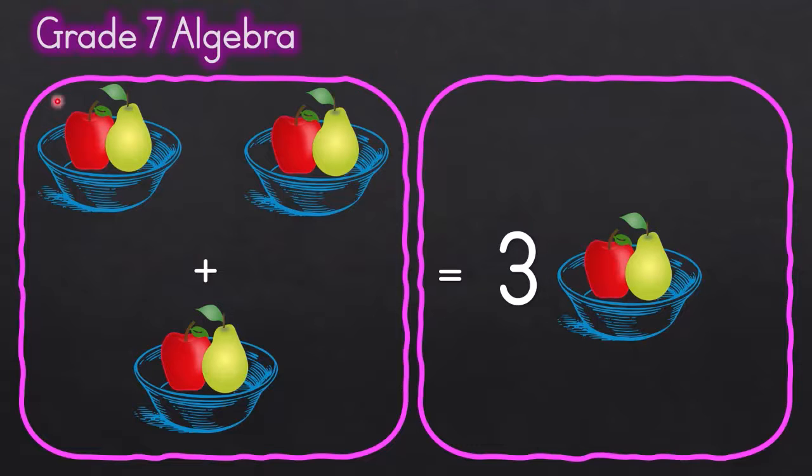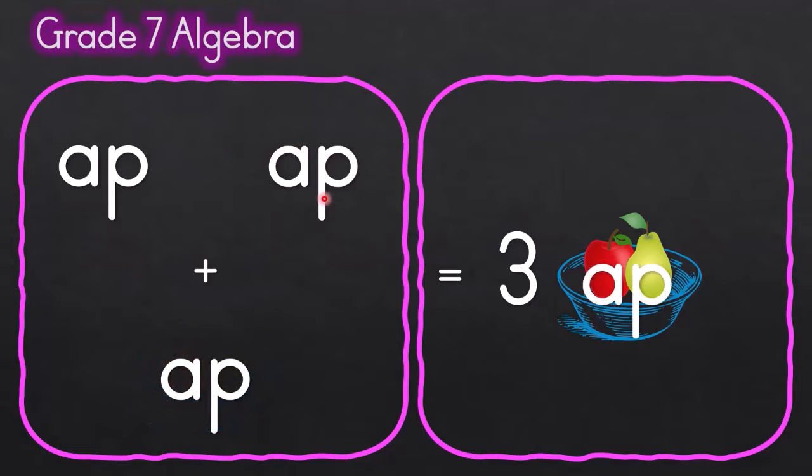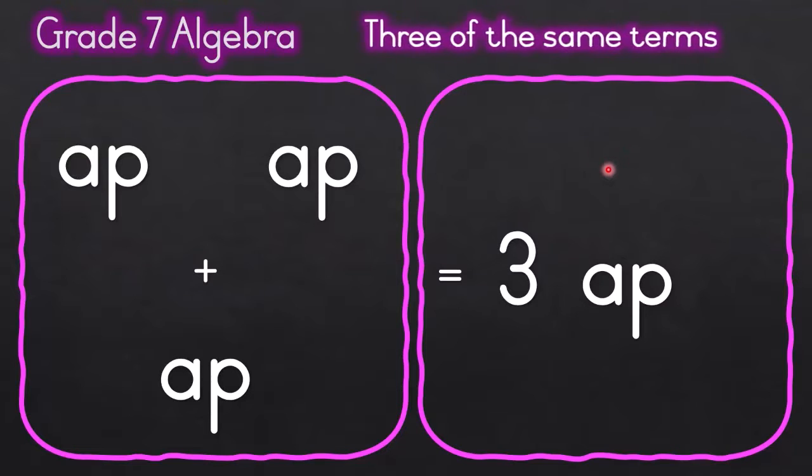So now we've got a basket with an apple and pear, another basket with an apple and pear, and another one with an apple and pear. Therefore, we have three baskets. Now, this basket we can write as AP. Again, each basket can be replaced by AP because there's an apple and a pear in each. Therefore, if we've got AP plus another AP, what do we have? Three APs. We had three baskets of AP. We had three of the same terms. They were similar, they were exactly the same.